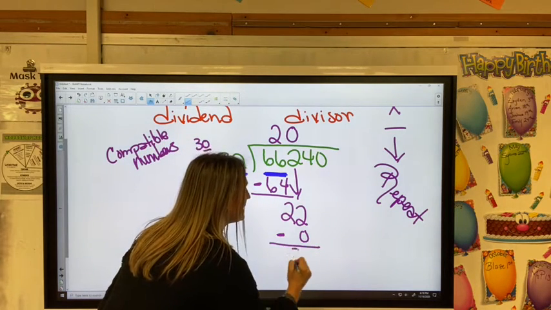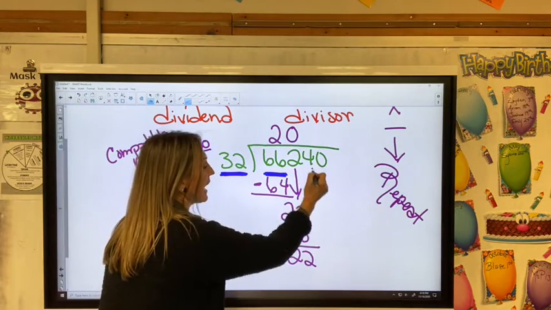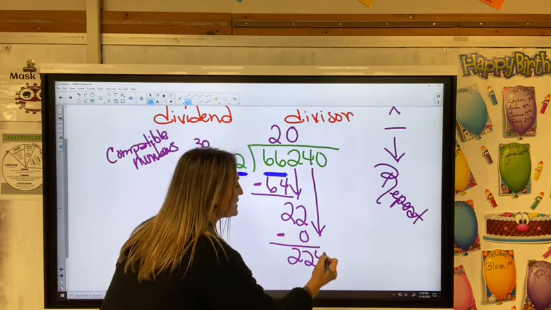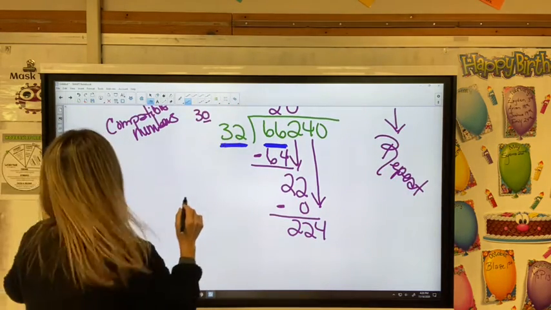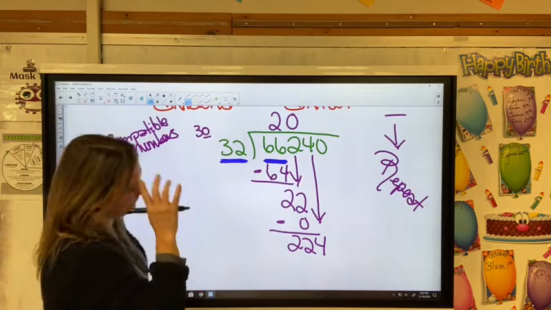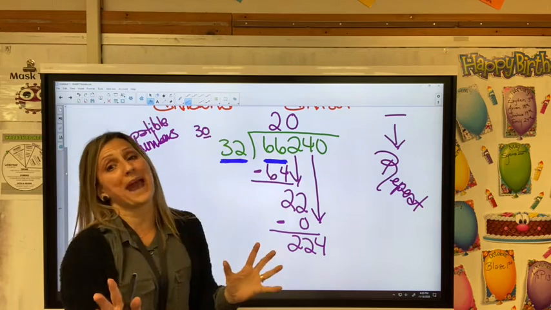I subtract it. I then put my 22 down. I bring my next place value down, which is 4. I look at this again, 6th graders. Oops, a little too far. I'll try to write smaller. I look at this again and I ask myself, can I use a compatible number?